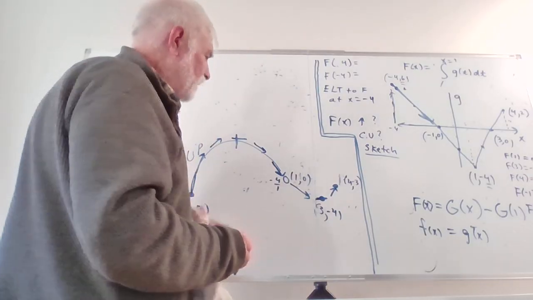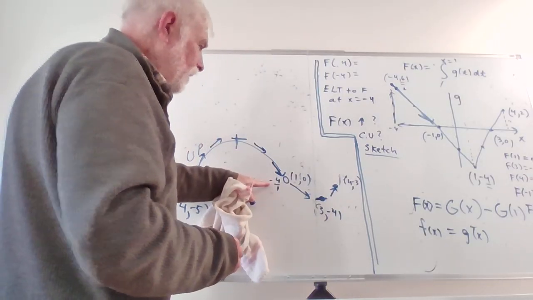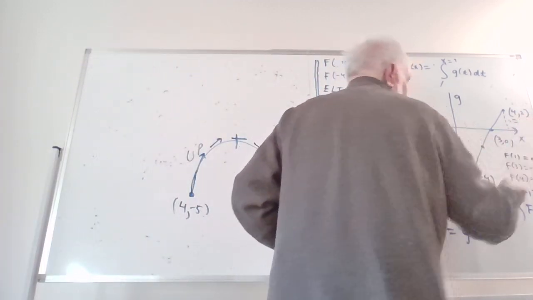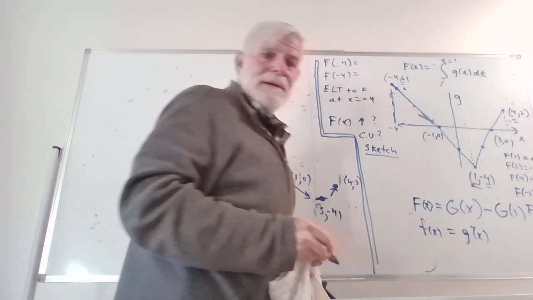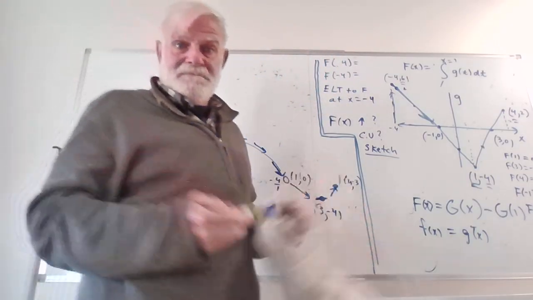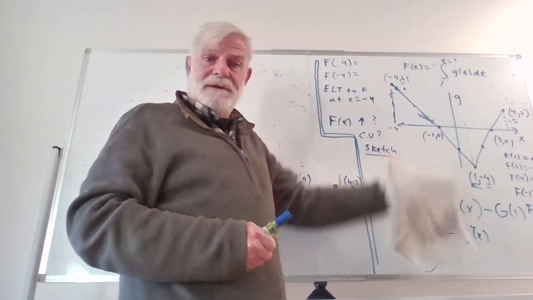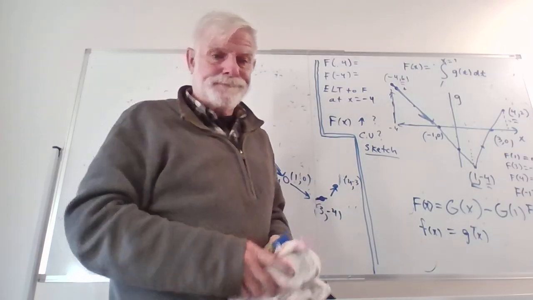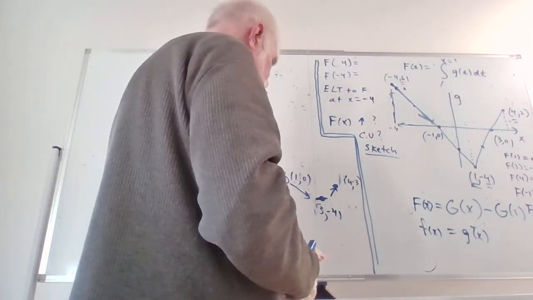Concave up from 1 to 4. What's happening in this graph from 1 to 4? It's increasing. So if you think of this as a velocity graph and your speeds are increasing, boom. All right, so let's go to the other page.